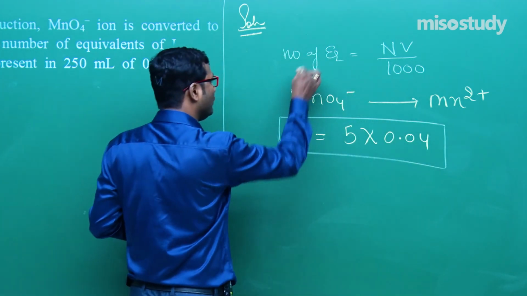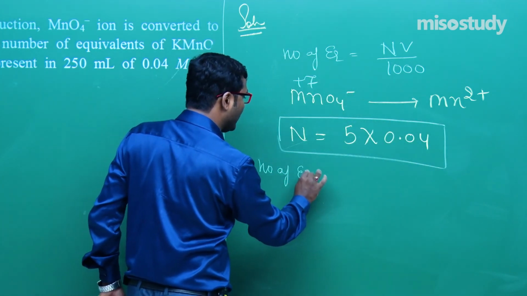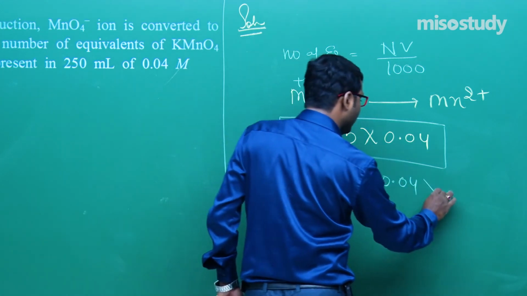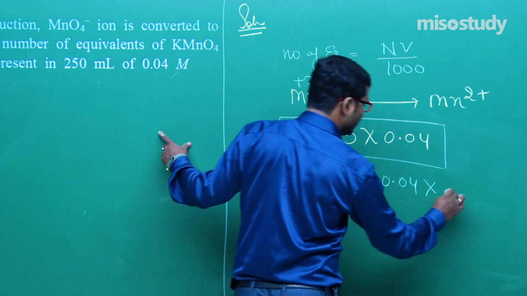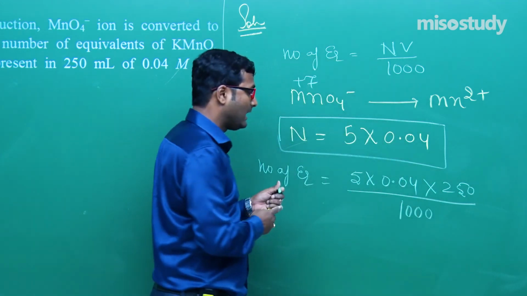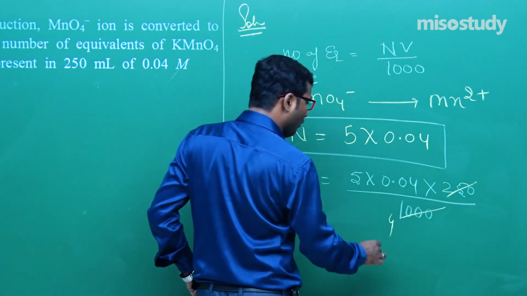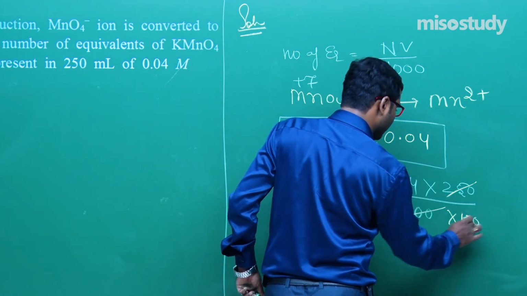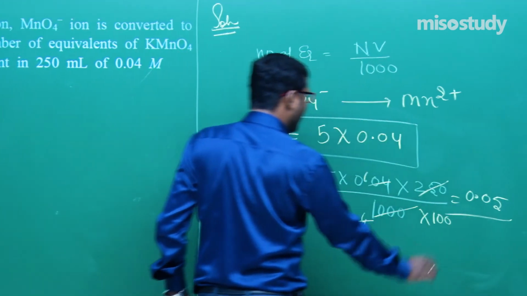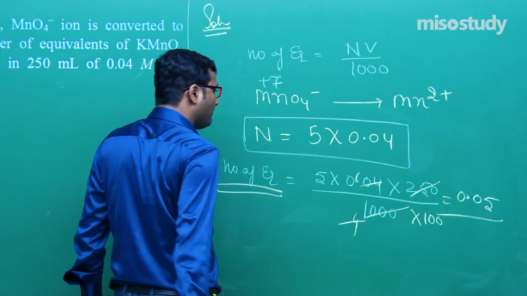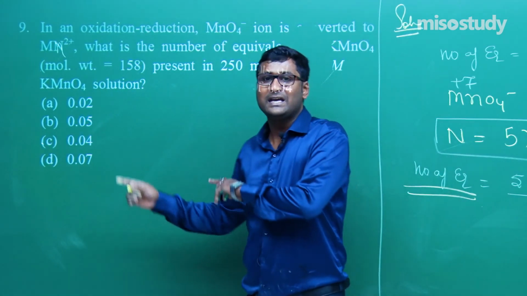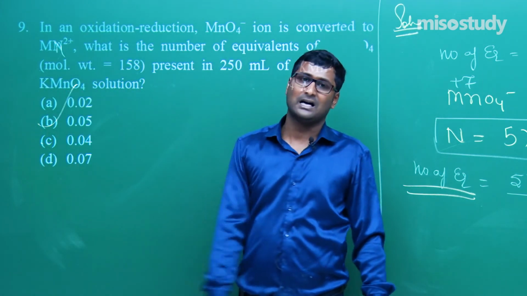Now put this value, number of equivalent is equal to 5 into 0.04 into V. What is volume here? Yes sir, 250 divided by 1000. Now what will happen? It will give you 4. Now put here 100 and this will cancel. 5 upon 100, that is 0.05. Yes sir, for this question, number of equivalent equal to 0.05. So for question number 9, we can easily predict that B is the correct option.